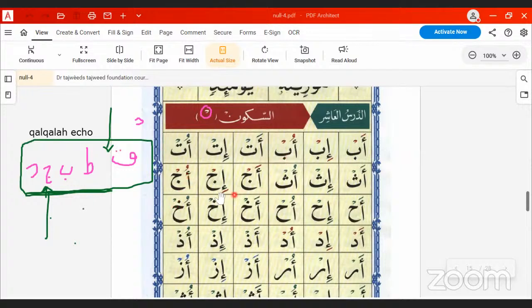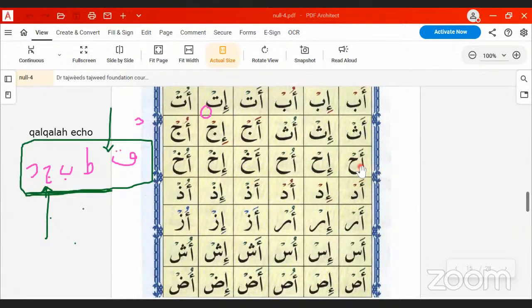Okay? Aj, ij, uj. Next one. The letter is Ha. Ah, ih, uh. Once more. Ah, ih, uh. Kha. Ah, ih, uh. Next line. Ad, id, ud. Yes, that is a kalkala letter.